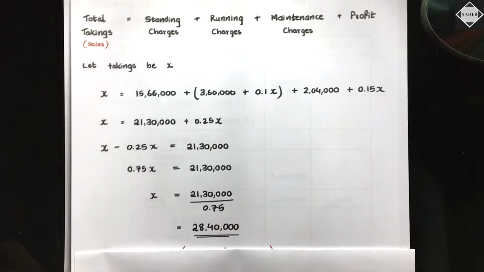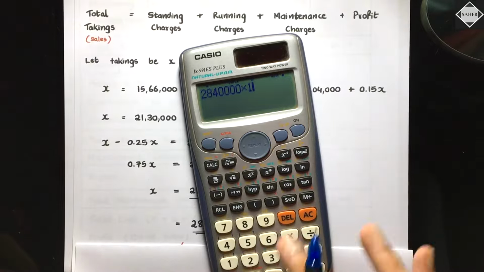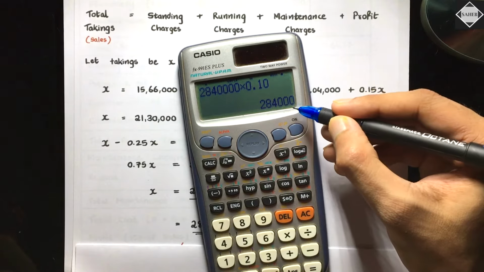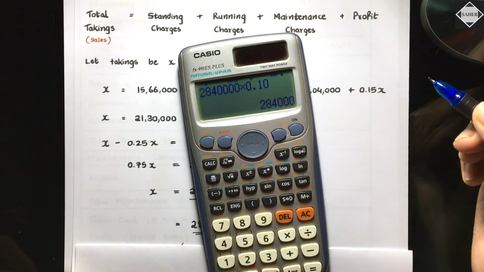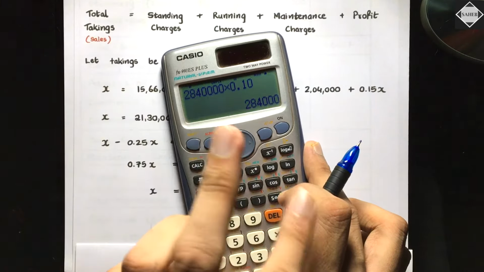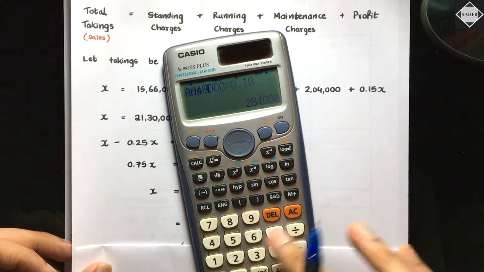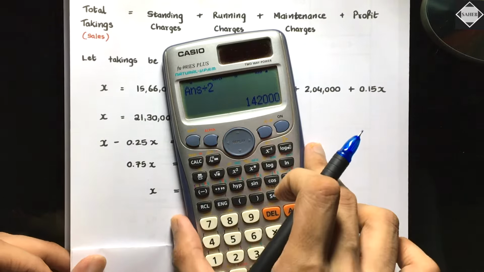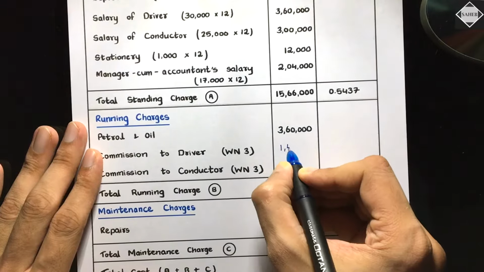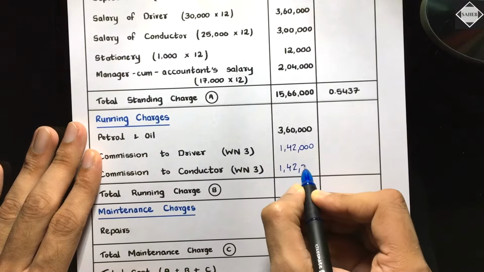Now easily we can do 28 lakh 40,000 into 0.10, that is equal to the commission. How much is the commission? 2 lakh 84,000 is the commission. This commission is 10% of sales. Now this has to be divided equally among driver and conductor. So 2 lakh 84,000 divided by 2, that's equal to 1 lakh 42,000. So 1 lakh 42 to driver and 1 lakh 42 to conductor.